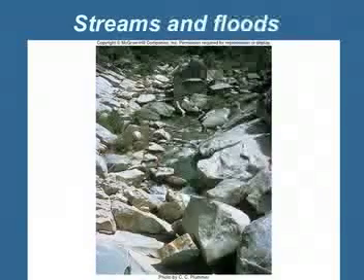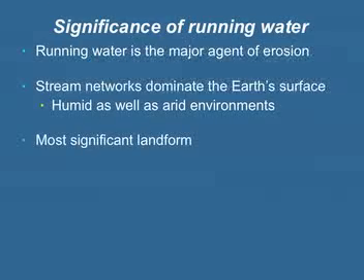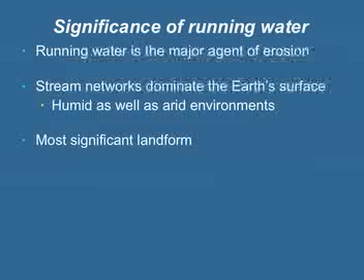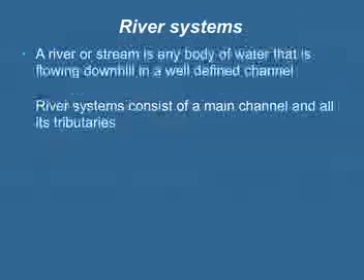All right, so we're going to talk about streams and floods. Running water is a really significant feature on Earth's surface. It's a major agent of erosion, and it carves into Earth's surface and leaves all sorts of signs behind. Even in desert areas, if you take an aerial photo, you can tell where water has run in the past.